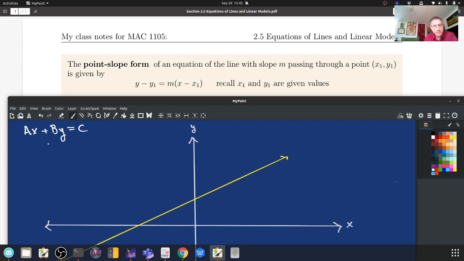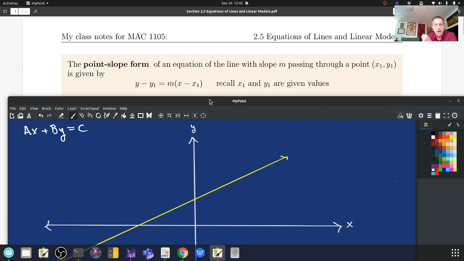And every single graph of a straight line can be expressed by an equation of this form, including horizontal lines, vertical lines, and lines with any positive or negative slope. So I'm giving you another type of an equation for a line. This is called the point-slope form, and as the name suggests, if you're given a point and you know the slope, then you can use that to get an equation of the line.